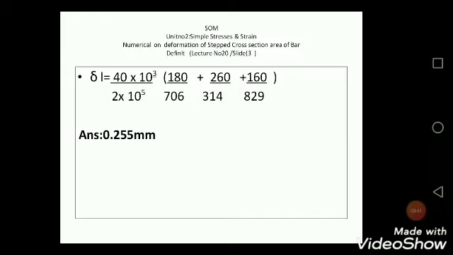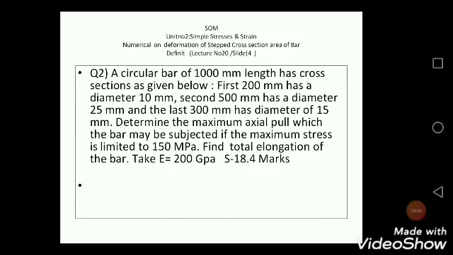This is a problem in which only the cross section at various length is changed. That is a stepped cross section bar, or varying cross section. I hope it is clear to you. The second question.